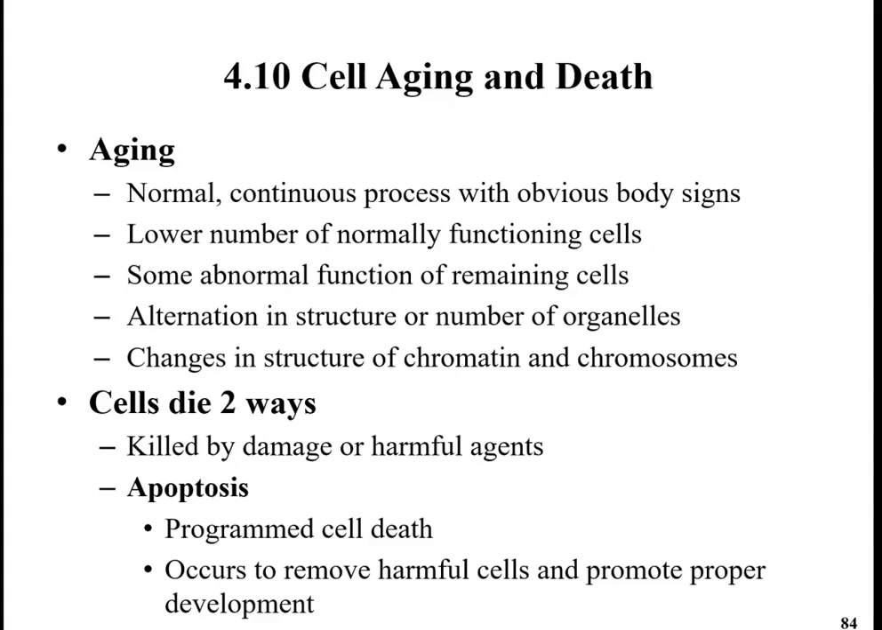And then cells die in 2 ways. They're either killed by damage or harmful agents like pathogens or UV radiation, or they go through what's called apoptosis, and that's programmed cell death. And this occurs to remove harmful cells and promote proper development.